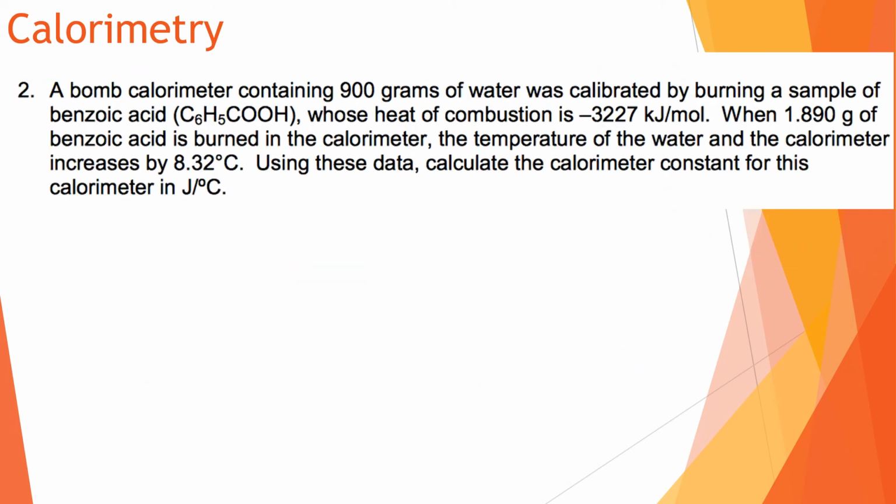So here is a similar question, except this time it wants us to calculate the calorimeter constant, which is just the same thing as the capacity. So this time they give us the heat of combustion with our other information. So we know that on one side we have the heat of combustion. It's got to be the heat gained by the water plus the heat gained by the calorimeter.